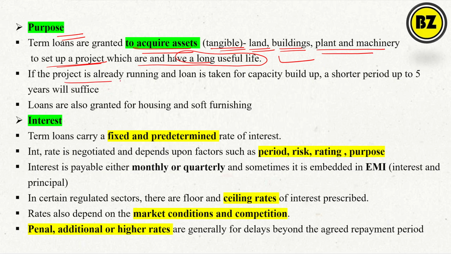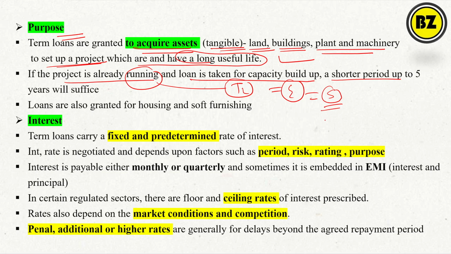If the project is already running, the loan is taken for capacity building, for a shorter period up to 5 years. Okay, that will be sufficient. See, you already have the business, then you are taking the term loan. Why? To expand the capacity of the business, right? Then in such cases, up to 5 years, the loan repayment will be there. Loans are granted for housing and even for soft furnishing also.